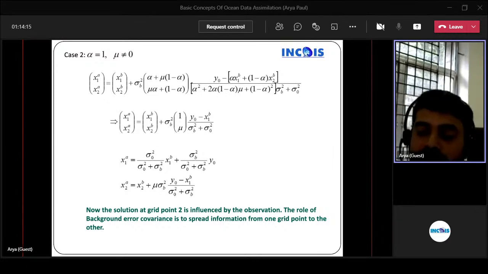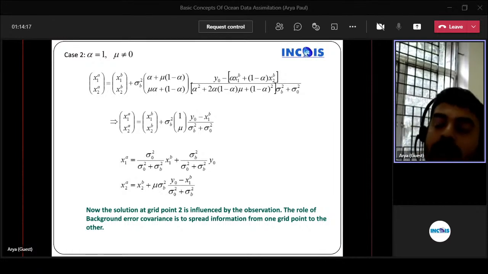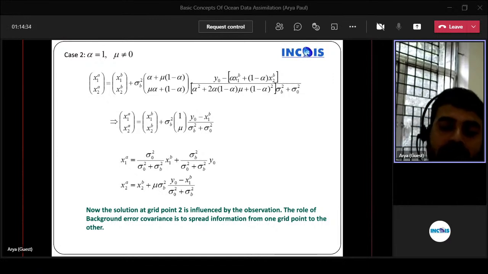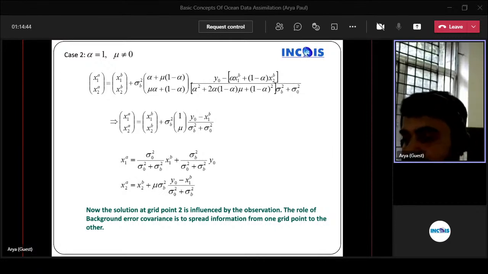So remember, one of the major importances of B, the model error covariance, the background error covariance, is to spread information from one grid point to the other. So that's the reason, even if you, let's say, observe the ocean only at certain specific locations.